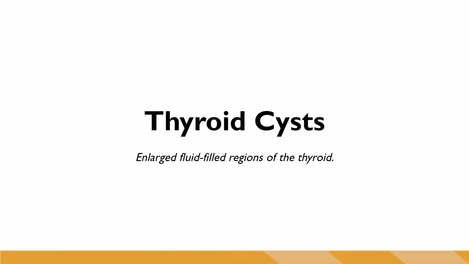Next up, we have thyroid cysts. So the thyroid can develop cysts just like any other organ in the body can. And we often see that they take on one of 3 appearances. A very simple cyst, which is relatively rare, a colloid cyst, which is much more common, and then hemorrhagic cysts, which are often associated with degenerating adenomas.